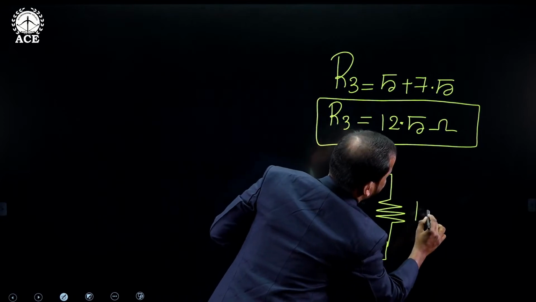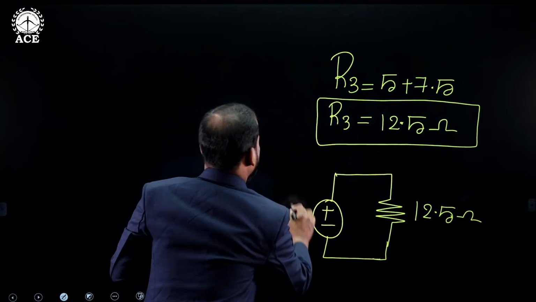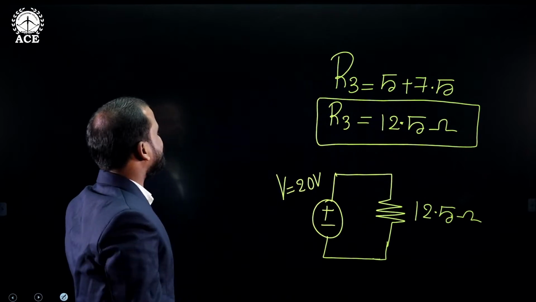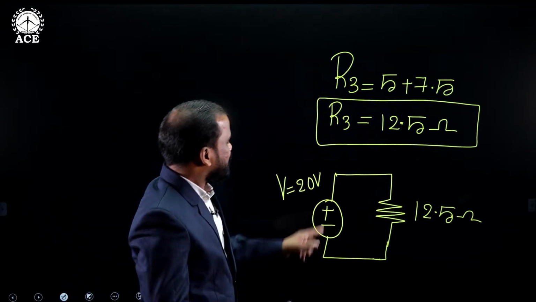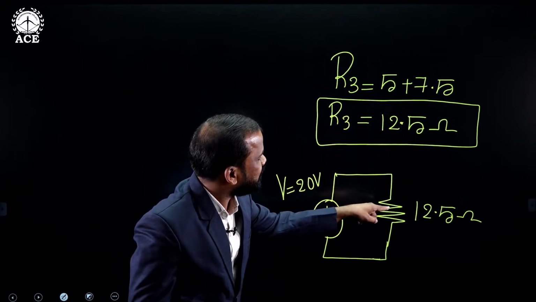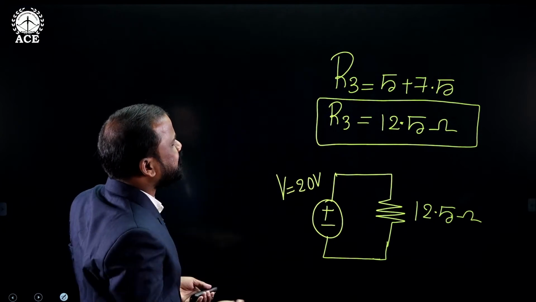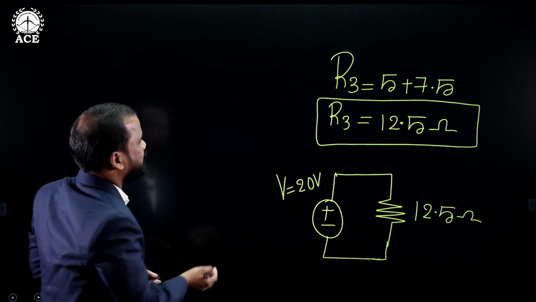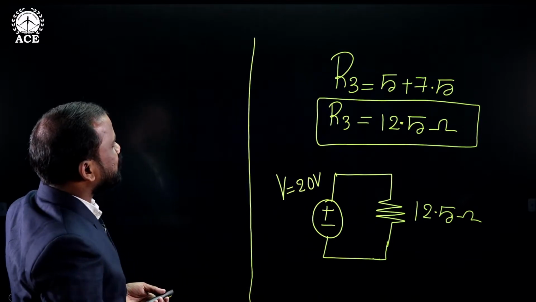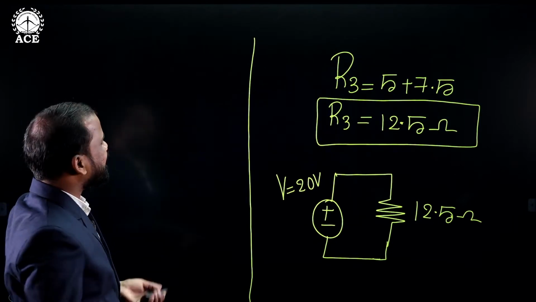So the final resistance is 12.5 ohms. Now what is the value of voltage we are applying? We are applying a voltage of 20 volts. Clear? Now we have the value of voltage and the value of resistance. By using these, you can directly find the total current, using the formula I is equal to applied voltage V divided by equivalent resistance.